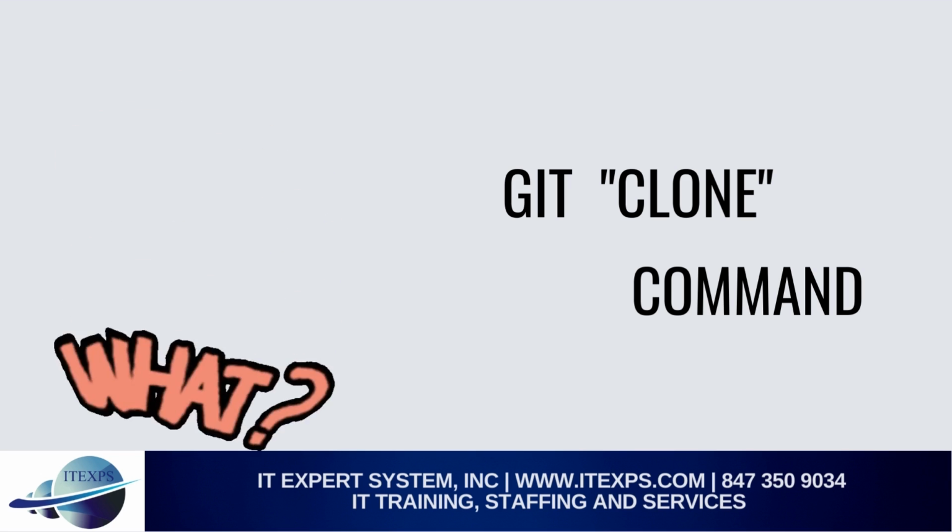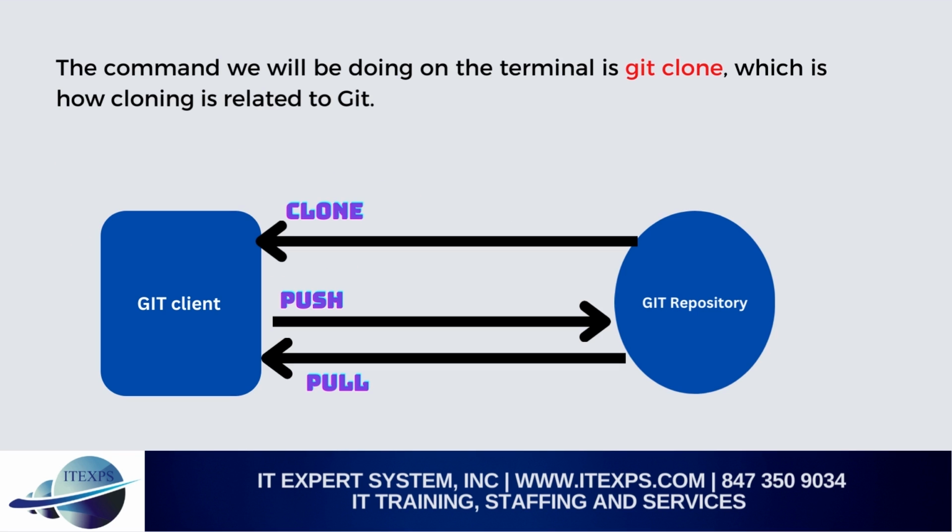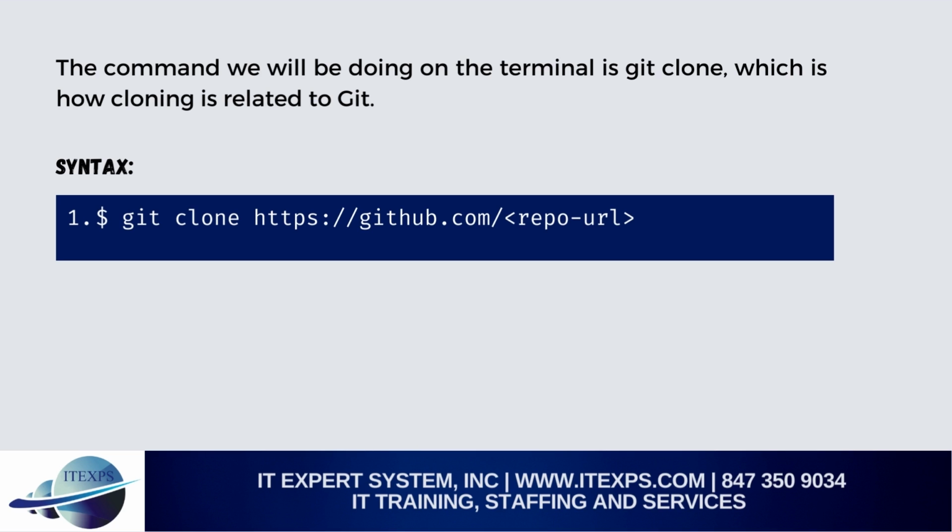Git clone command. The command we will be doing on the terminal is git clone, which is how cloning is related to Git. The git clone command takes a path, typically a URL, to the Git repository you want to clone. The command is git clone, and the path to the Git repository you want to clone is passed as an argument. This is the URL for the project we will be working on throughout the course.